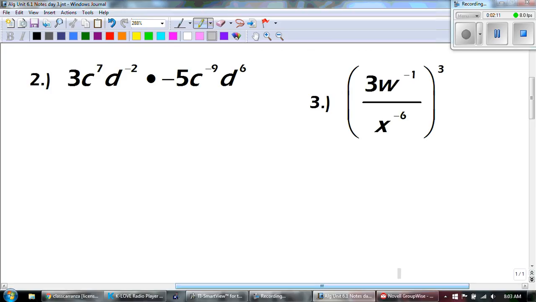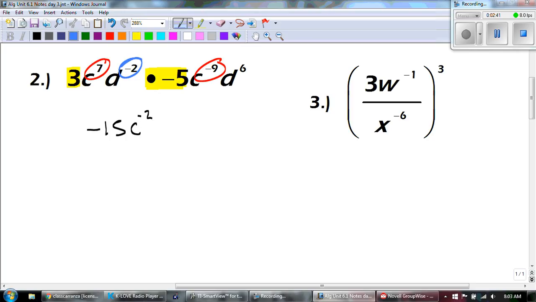All right, number 2. So the first thing I'm going to look at is the coefficients. I want to multiply those. So 3 times -5 is -15. Okay, and now we're going to look at each of these. I'm going to combine them first. So c to the 7th and c to the -9. 7 minus 9 is -2.